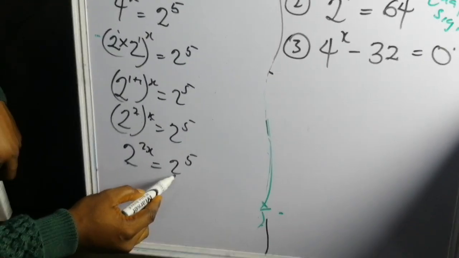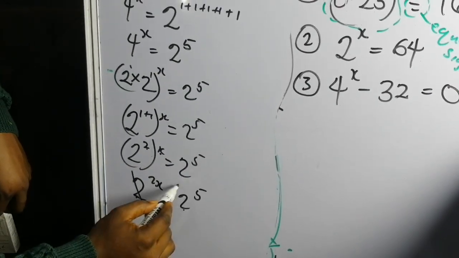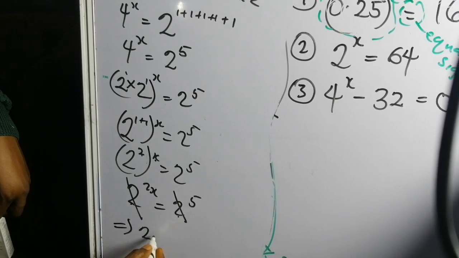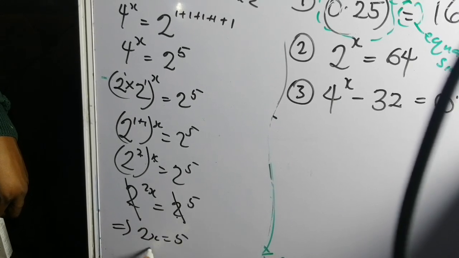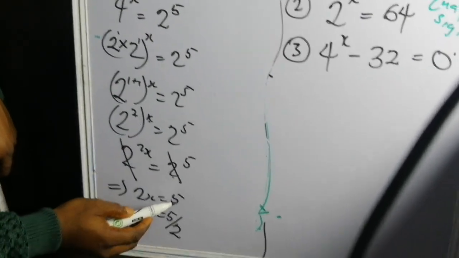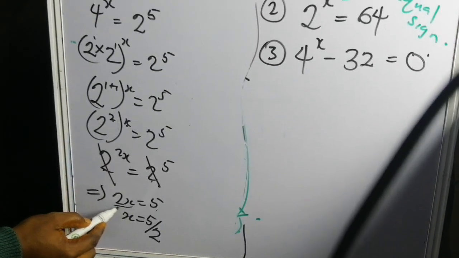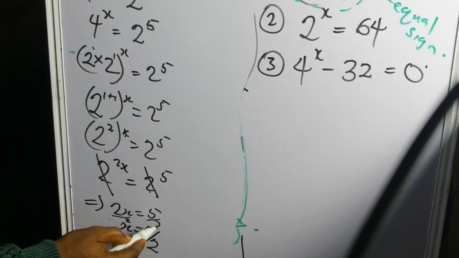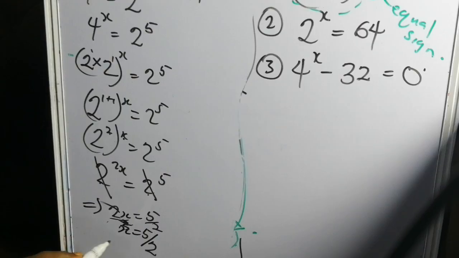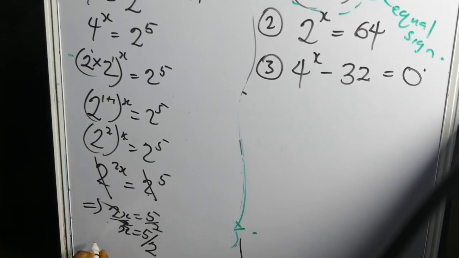So it means they now have the same base. Cancel, cancel, bring down the power. That implies 2x equals 5. x equals 5 over 2. That is when you divide both sides by 2. You divide this place by 2, you divide this place by 2. So if you divide this place by 2, 2 will cancel 2 here. Then you now have x equals 5 over 2, that's the value of x.